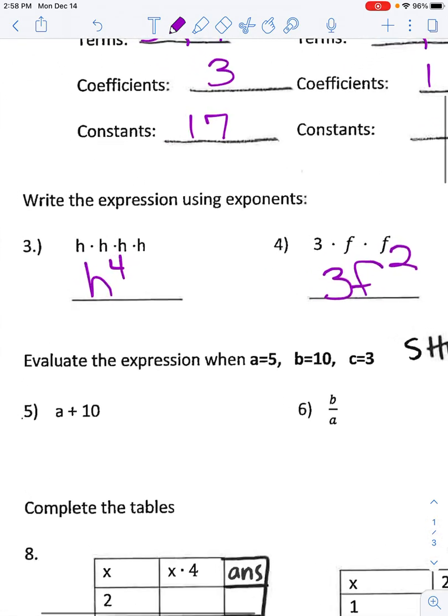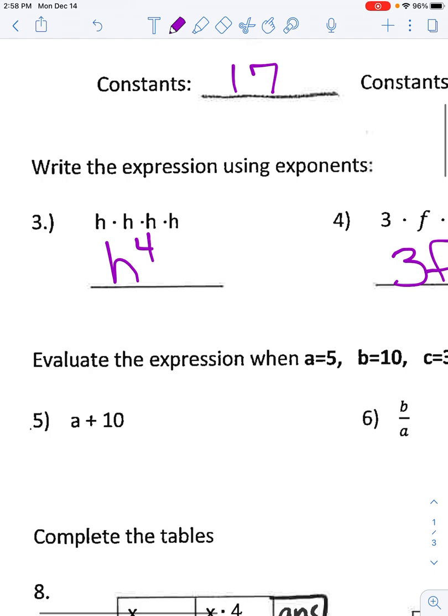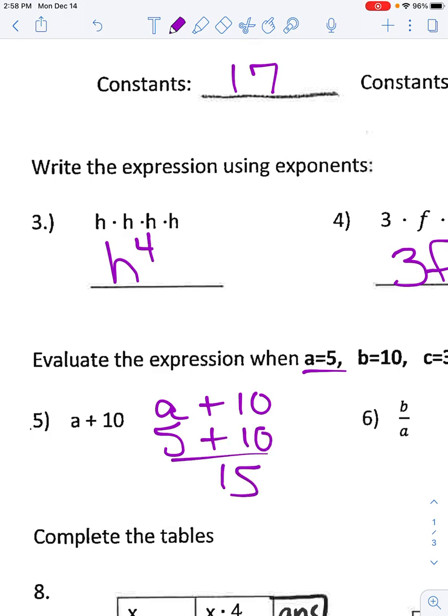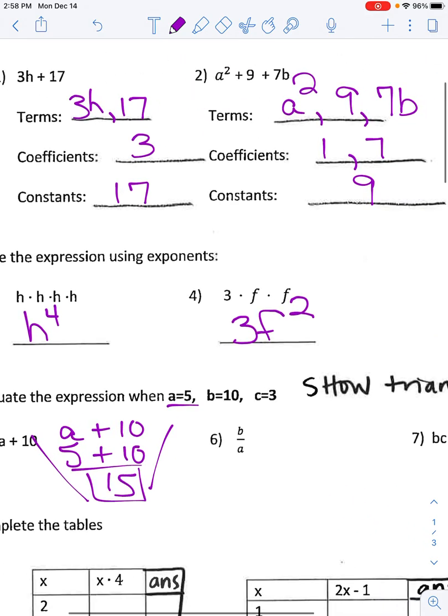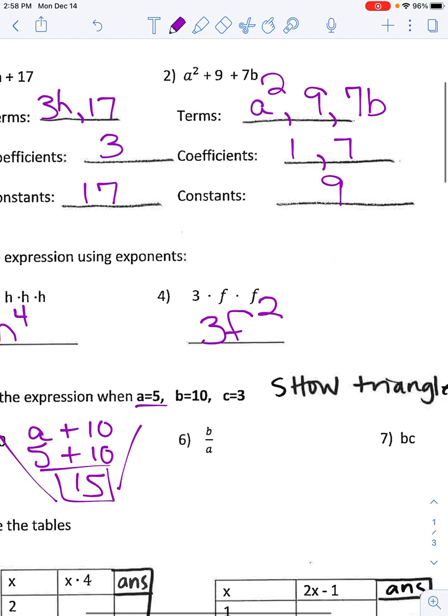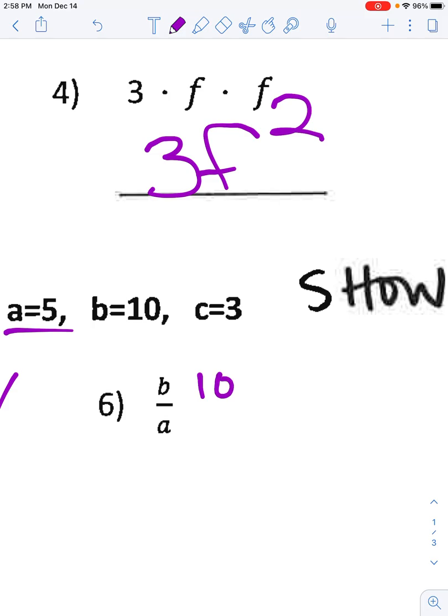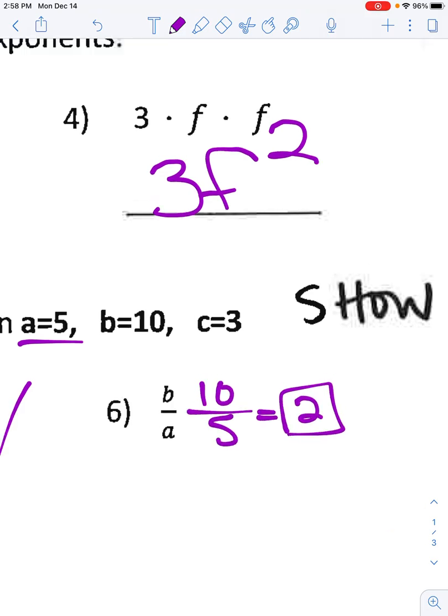Evaluating, it says show all your work, all your lines. For number 5, write the expression a plus 10. Substitute in for line 2. Start solving line 3. You should have got 15. For number 6, b equals 10 and a equals 5. 10 divided by 5 is 2.